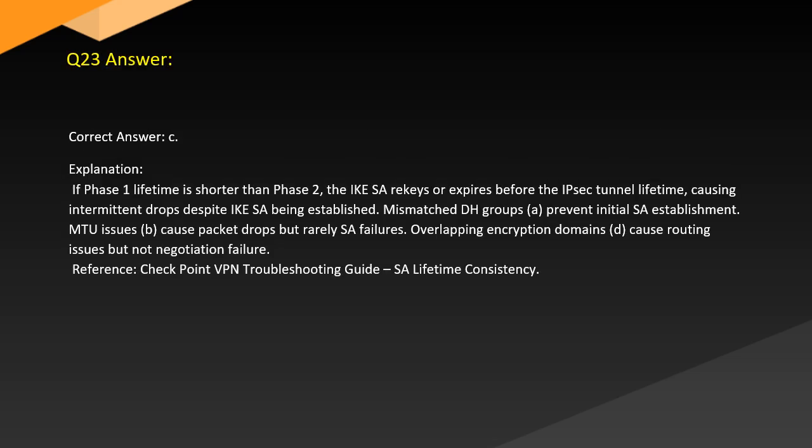Answer. Correct answer: C. Explanation. If Phase 1 lifetime is shorter than Phase 2, the IKE rekeys or expires before the IPsec tunnel lifetime, causing intermittent drops despite IKE being established. Mismatched DH groups, A, prevent initial SA establishment. MTU issues, B, cause packet drops but rarely SA failures. Overlapping encryption domains, D, cause routing issues but not negotiation failure. Reference: Checkpoint VPN Troubleshooting Guide, SA lifetime consistency.